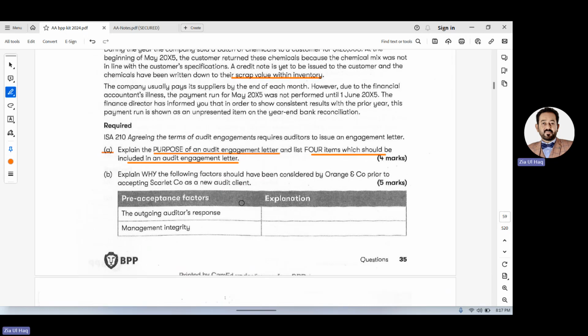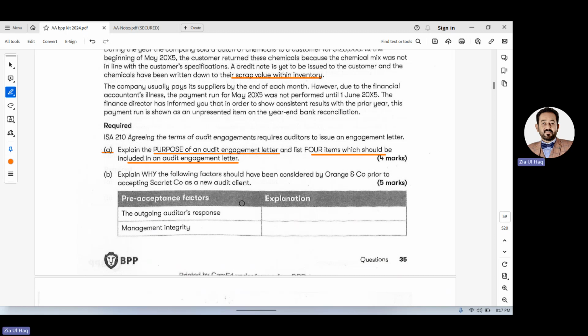Requirement B is for 5 marks. And these easy marks normally students miss while attempting the question, because they ignore these easy marks. But these are 100% marks that you can keep. If you have the knowledge, you can attempt it fully.